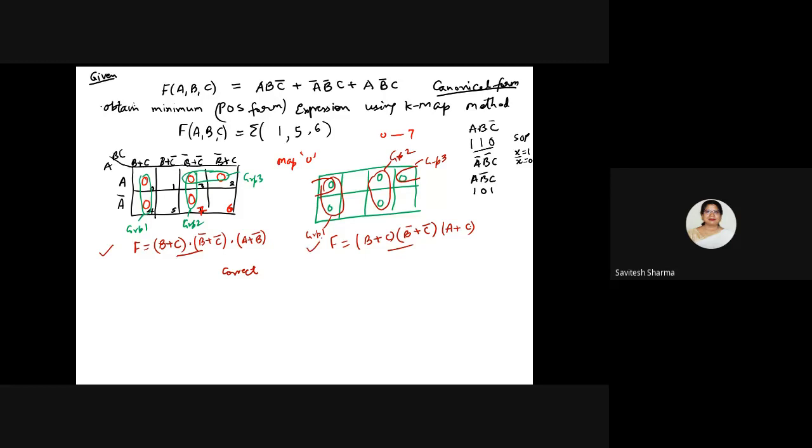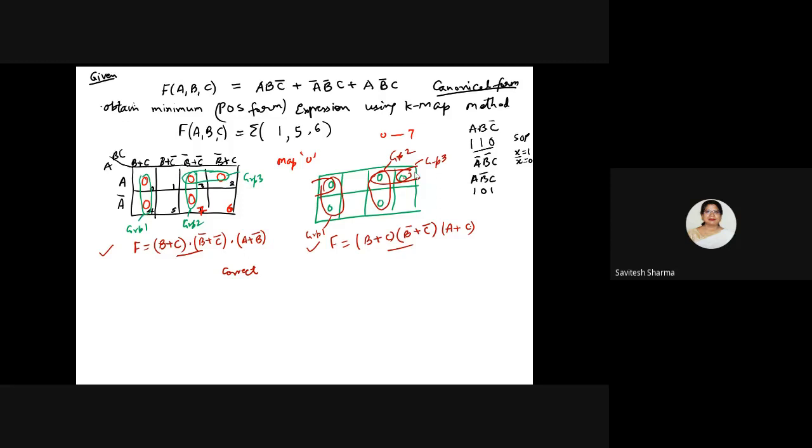But please don't try to make a group again here, because this 0 is already grouped, this 0 is already grouped. Our task is not to form the group; our task is to make the group of zeros that are ungrouped. So please don't try to make a group again and again. Overlapping is allowed if any 0 is ungrouped, otherwise no need.